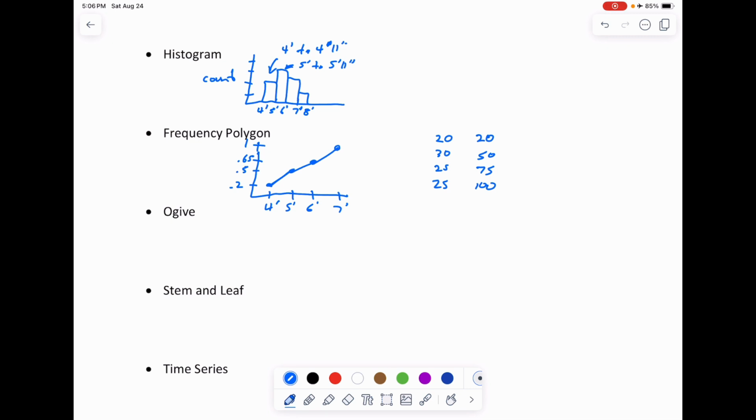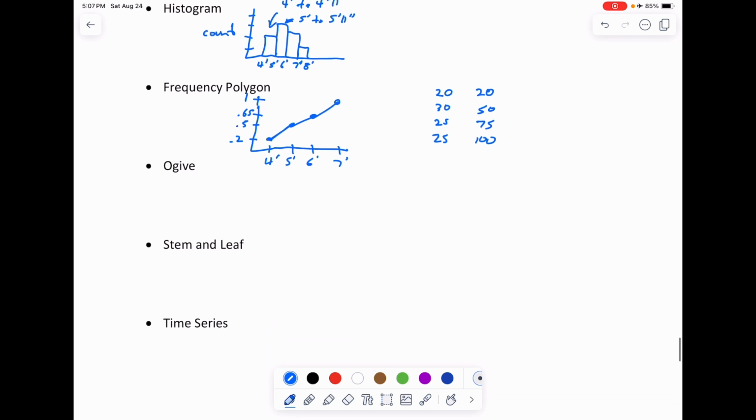All right, an ogive is basically another frequency polygon. It's basically the same thing.